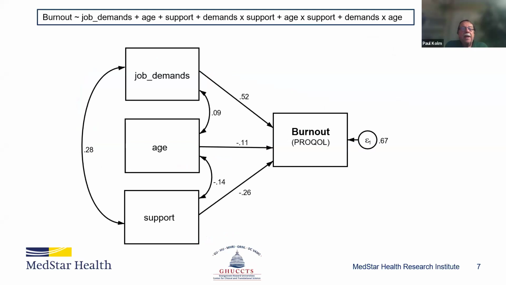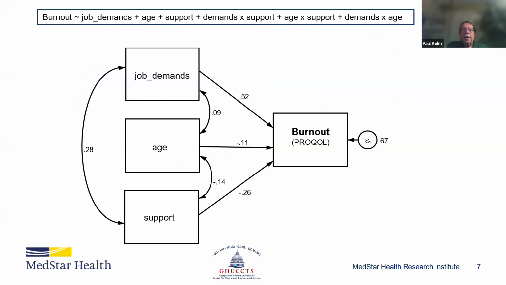So here's an example where we're looking at an outcome of teacher burnout. And this is measured with an instrument called the ProQual. And so what we're saying here is that variables of job demands, age, and then teacher support are our predictor variables, our independent variables.